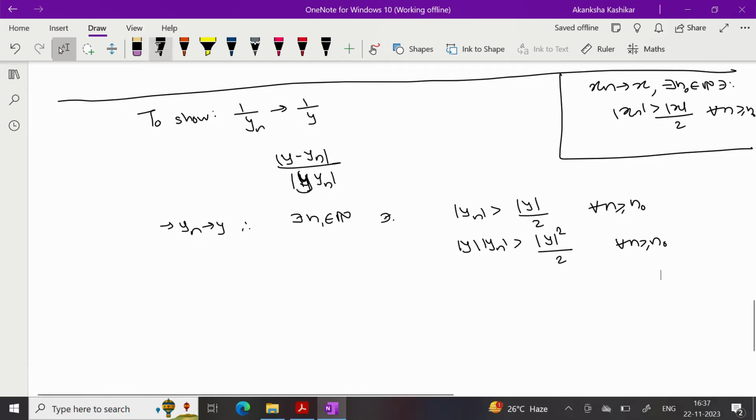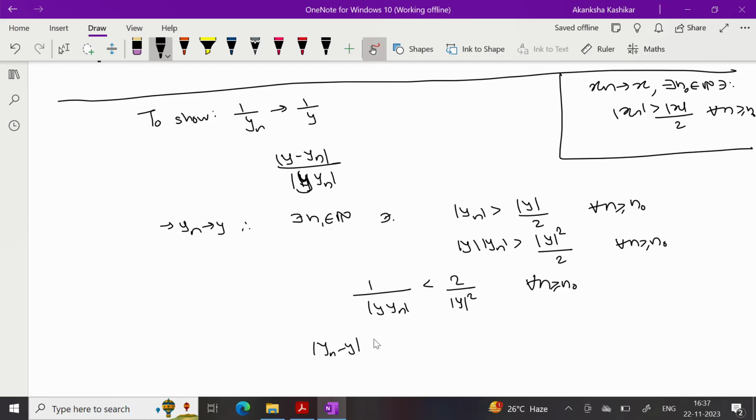So I could say that the denominator is larger, so 1 upon mod y yn is smaller than 2 by mod y square, for every n greater than or equal to n0. Okay. So if I now make mod yn minus y less than epsilon by 2 times mod y whole square, then I think my job will be done. So let us try to write a formal proof now.